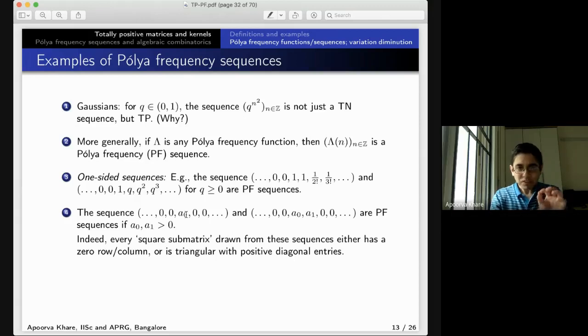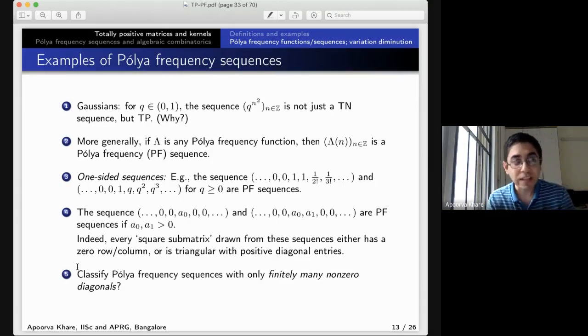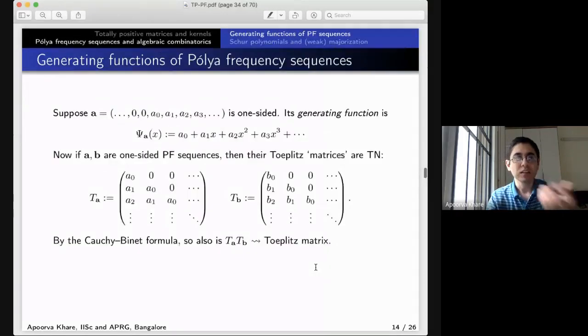Now from just these two building blocks, these are like my atoms, I'm going to build more and more fancy PF sequences. So first of all, can one classify? It is natural to understand if one can classify all the sequences with finitely many non-zero diagonals, and that's what I'm going to give. I'm going to construct for you all of them, and then the result is that these are all of them. There are no others. So suppose you have any one-sided Polya frequency sequence. Let me define for you its generating function.